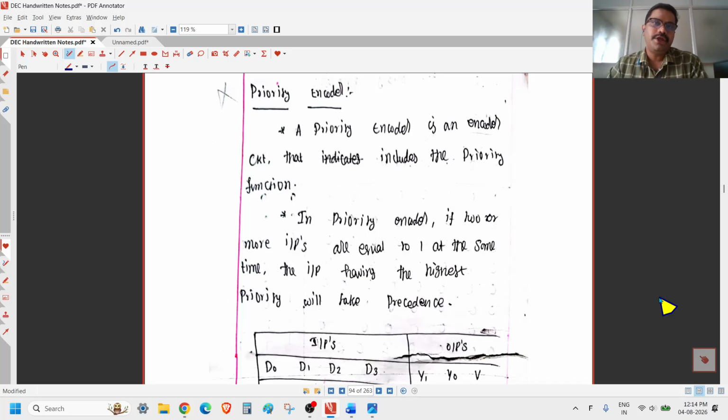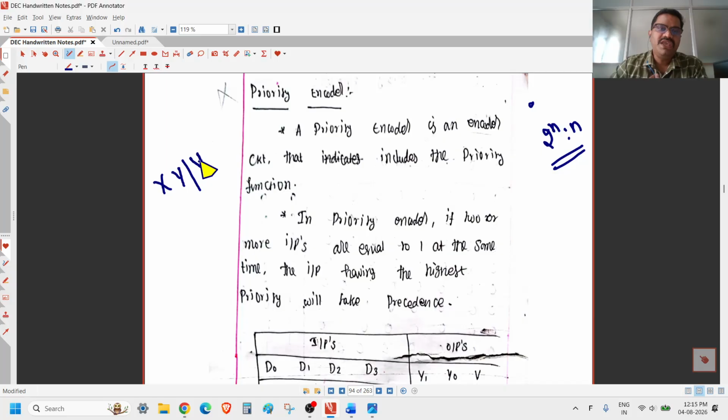Generally, a priority encoder is a type of encoder circuit. So it also contains 2 power n inputs and n outputs. Since it is an encoder circuit, this is the basic concept. And what is called a priority encoder now? It contains specialized outputs called the priority function and the output level indicator. There are two priority function outputs, x and y, and v also. x and y show the priority of the inputs, and v is the output level indicator. We'll see them one by one.